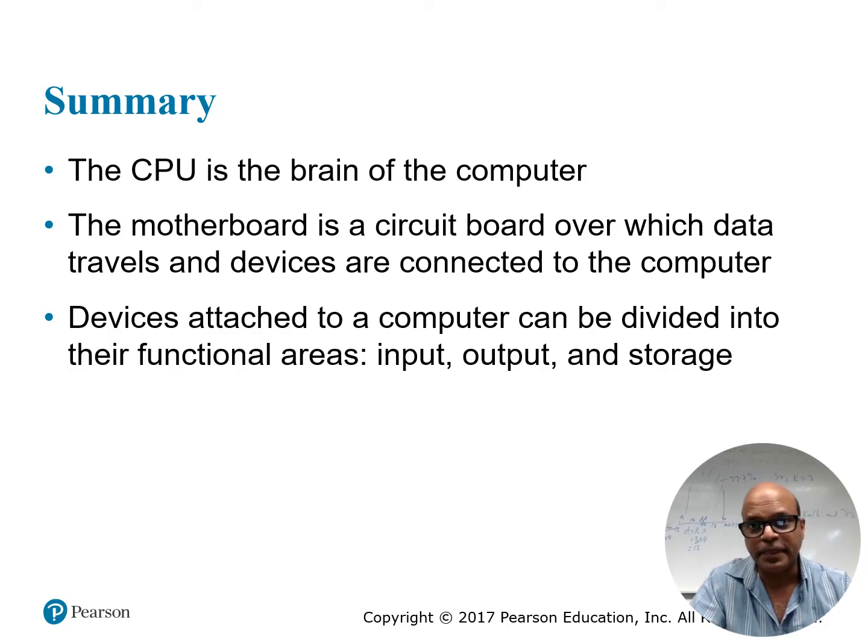In this chapter, you explore the hardware of a computer system, beginning with the central processing unit, which is the brain of the computer. The motherboard is the circuit board over which data travels. It also enables devices such as disk drives, keyboards, mice, and printers to be connected to the computer. Devices attached to the computer can be divided into their functional areas of input, output, and storage.